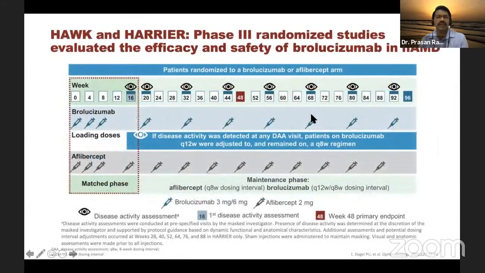So I'm not going to go into detail about how the trial was conducted, but I want you to look at the two phases, the match phase and the maintenance phase. In the match phase, both brolucizumab and aflibercept were given on similar dosing at 0, 4, and 8 weeks. And at 16 weeks, which is an important time point in the clinical trial, a disease activity score was assessed. Based on the disease activity, the patients would either be treated with brolucizumab every 8 weeks or every 12 weeks, whereas aflibercept on maintenance was given every 8 weeks as per the label.